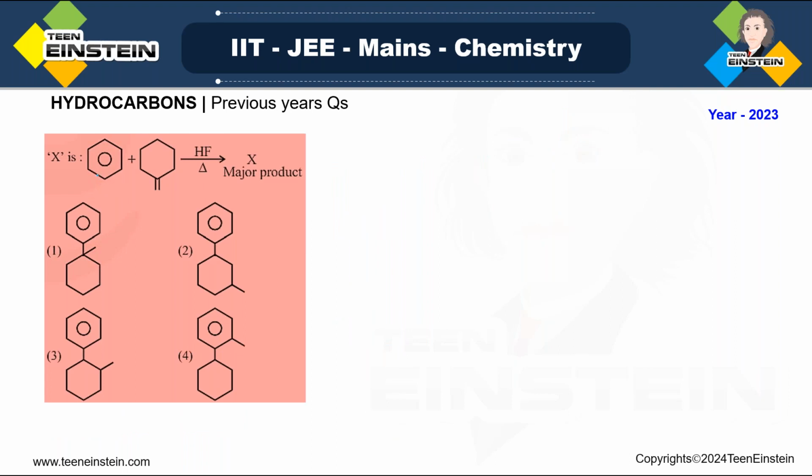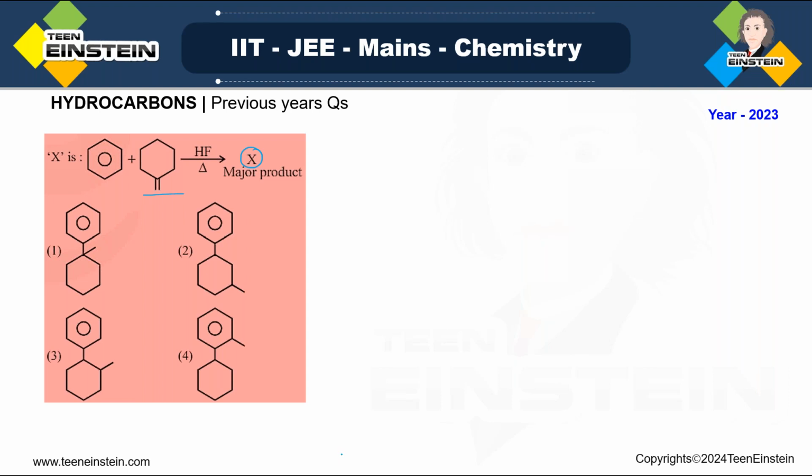X is the major product. The starting material is benzene. Then we have this type of ring structure with an exocyclic double bond. We are treating it with HF, and heat is also there. Now, what type of reaction is happening here?